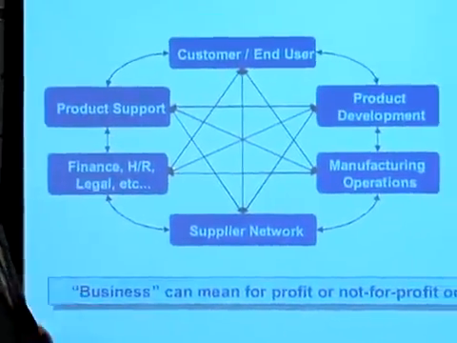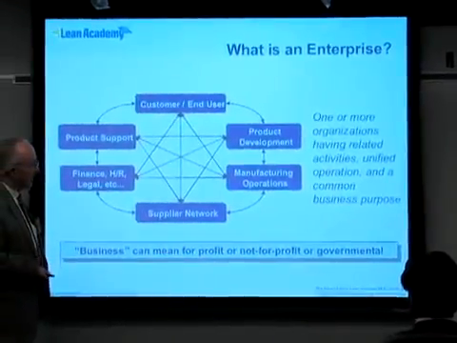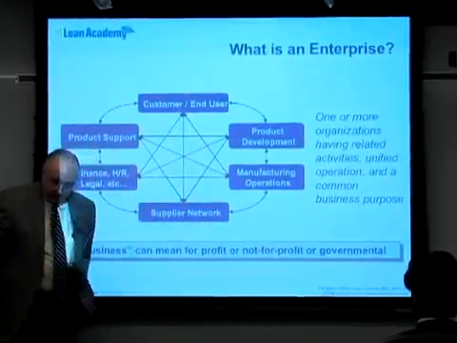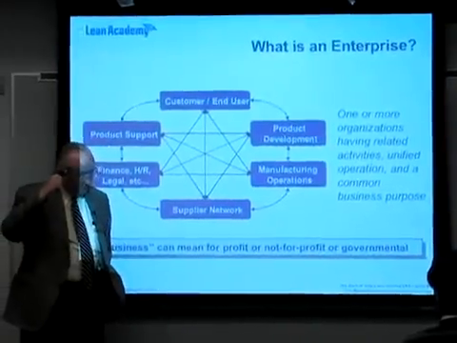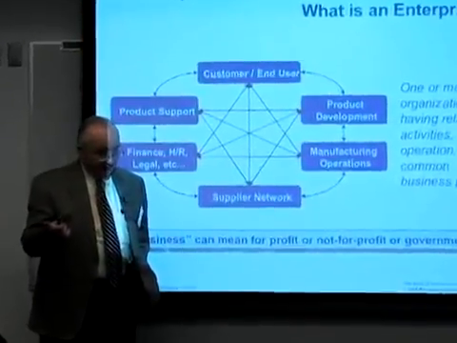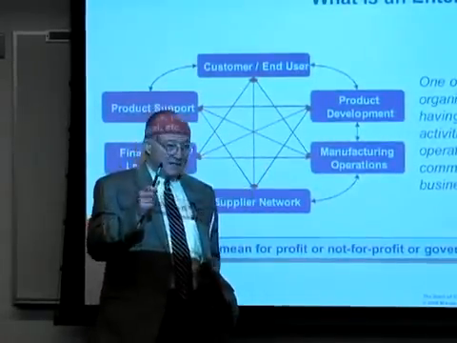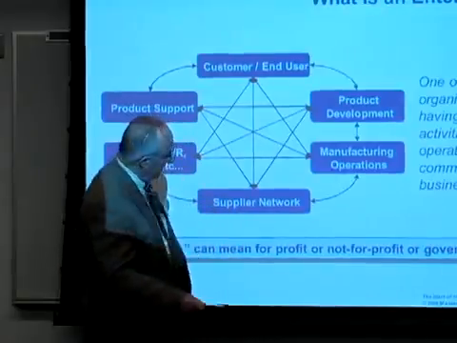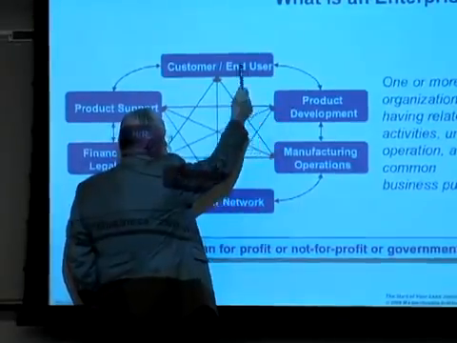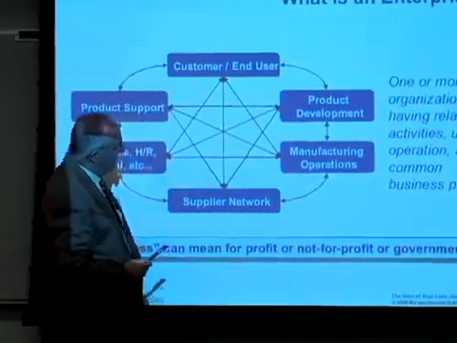So what is an enterprise? It says one or more organizations will have related activities, a unified operation, and a common business purpose. So here we are with the end user, and in lean, we focus on the end user. And remember, just a new concept: is the end user the airline that buys a 787, or is it the pilot and the maintenance mechanic? Because those are the real end users, and we want to make it easier for the pilots and easier for the maintainers. And then engineering's job is to conceive a product design that achieves the value that we want to deliver to the end user.